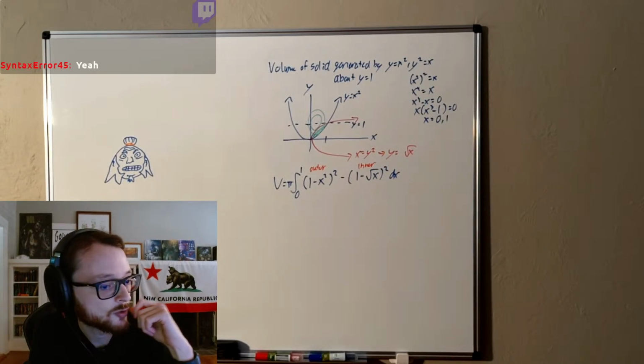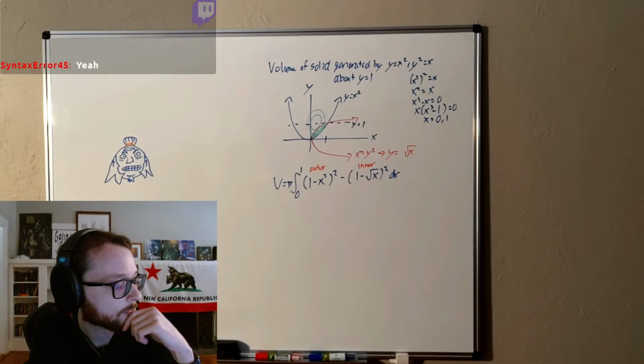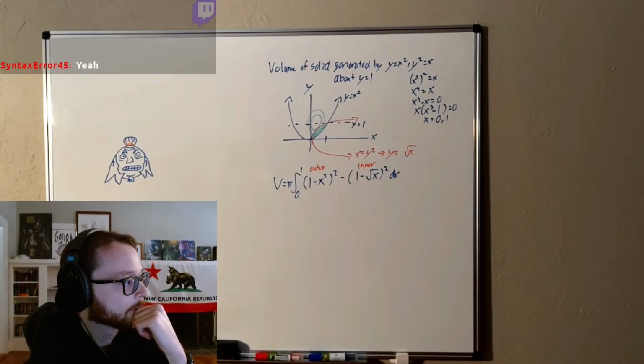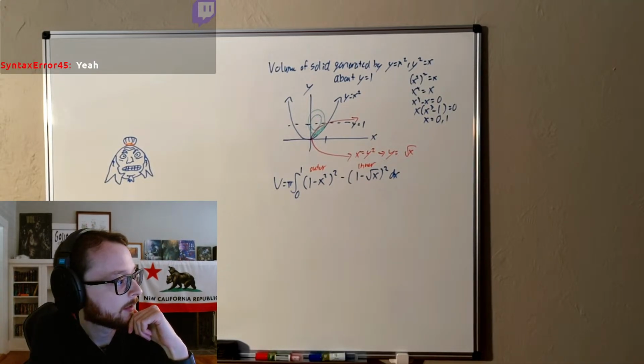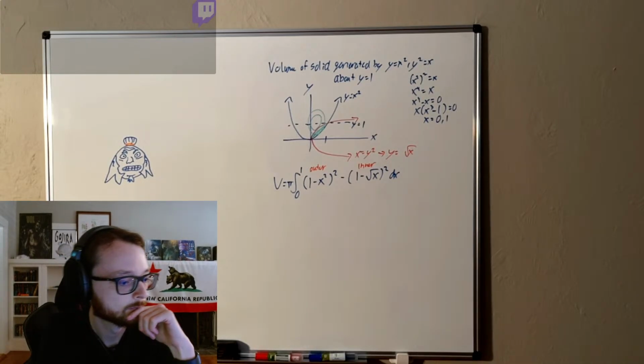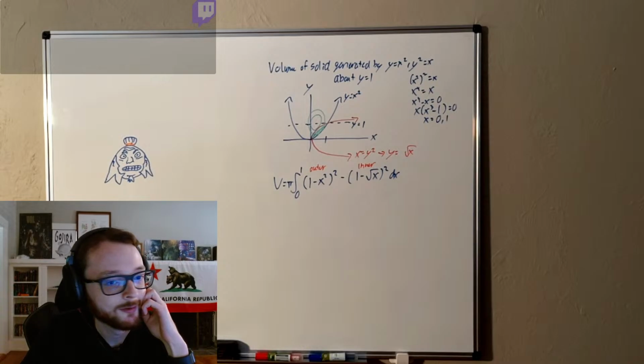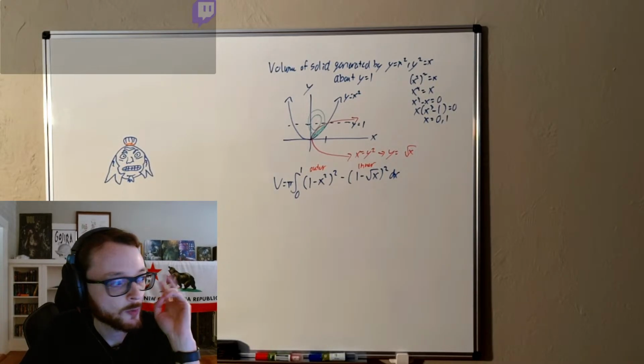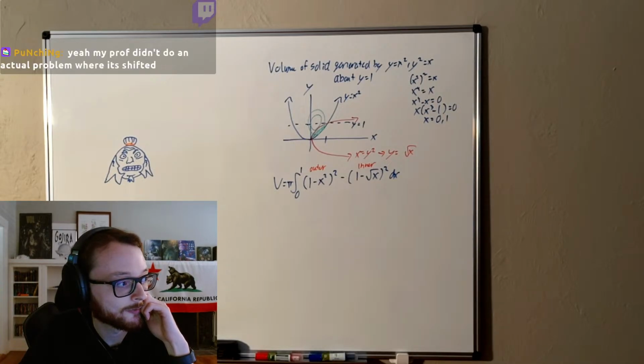So yeah, you could think about just shifting every function down by 1 and then rotating around the x-axis. But this way that I normally see it taught, I don't think it's so bad to understand that I would say to learn it a different way. But that interpretation is also completely fine. Yeah. These problems are really tricky. If you have another specific one you want to see, let me know. Your professor didn't do an actual problem where it shifted. Oh yeah, the shifting is where it gets the trickiest.